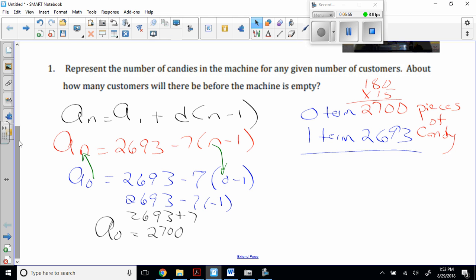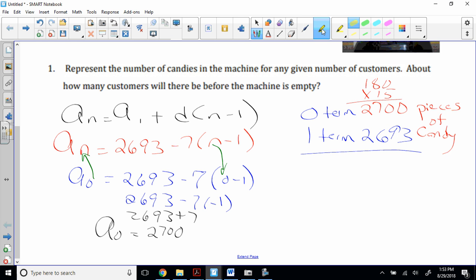All right. So first person puts their money in there, right? We know we ought to have how many candies left? We ought to have 2,693 candies, right? You agree? So let's look at the equation. If I put in the equation right here, if I solve it in terms of a sub 1, right? Y'all said that we have to have 2,693 candies left in the machine after the first time, right?